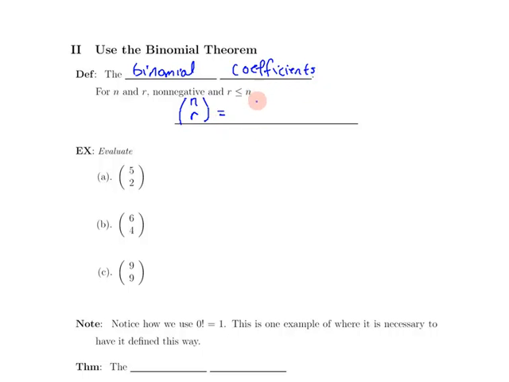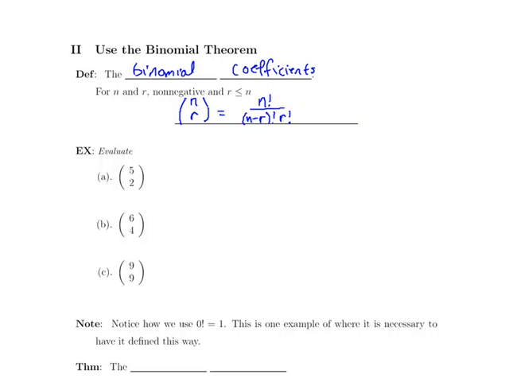You take n factorial. Remember, n factorial is n times n minus 1 times n minus 2 all the way down to 1. You just keep multiplying, starting at a number going down to 1. And then take n and subtract r from it. Take the factorial of that number, and also divide by r factorial. That is what's called the binomial coefficient.